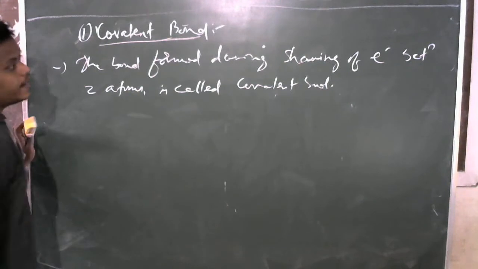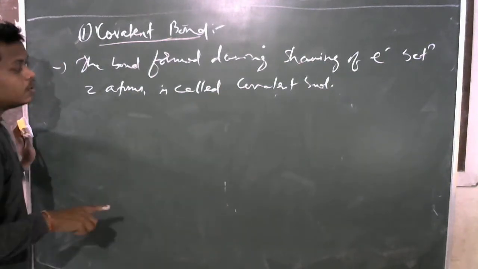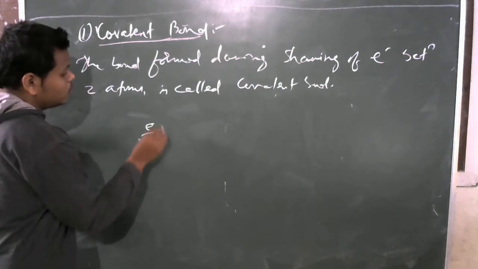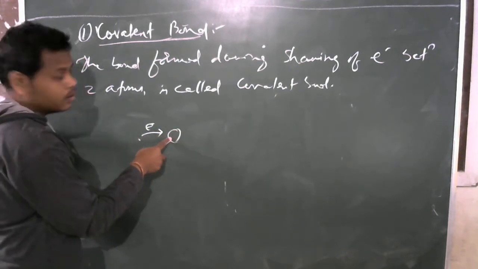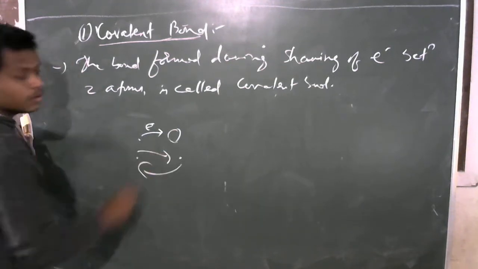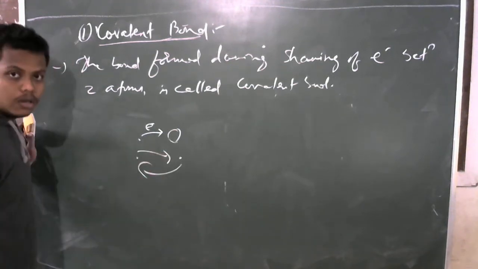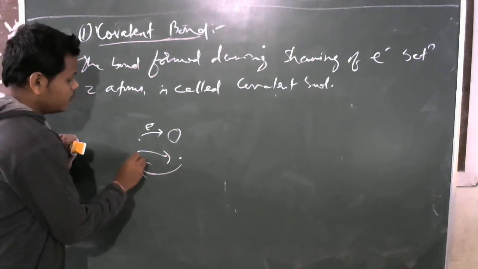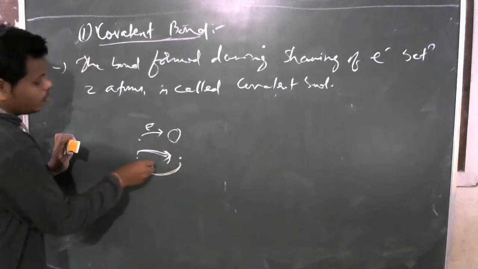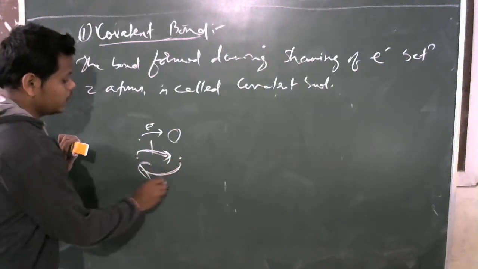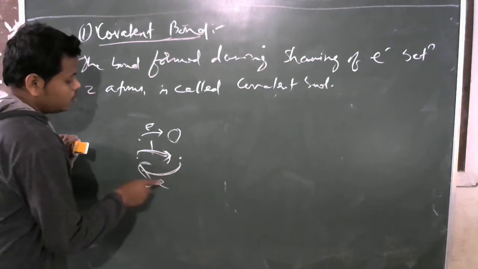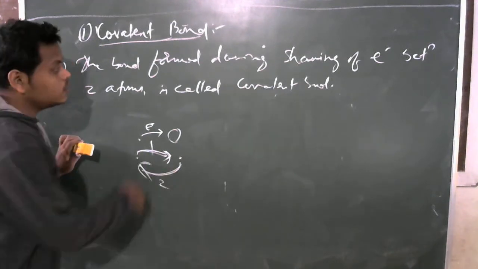Sharing of electrons. In an ionic bond, only one ion loses the electron and that lost electron is absorbed by the other ion. But here both the atoms share electrons. That may be equal or unequal. If equal, then maybe one electron is lost and one electron is gained. Equal sharing. If an atom gives one electron and gains two electrons, then that is unequal sharing.